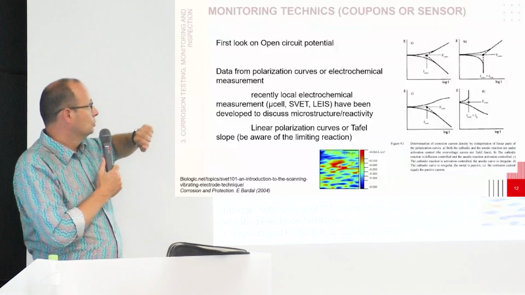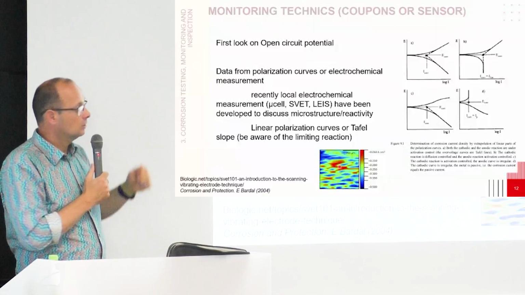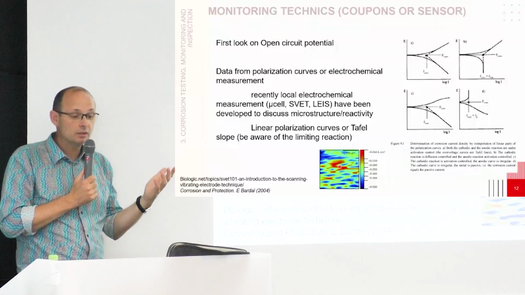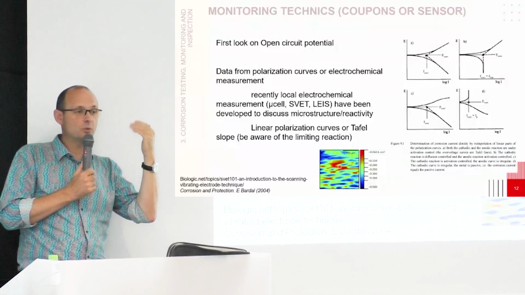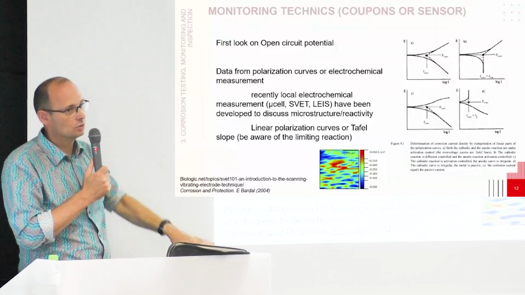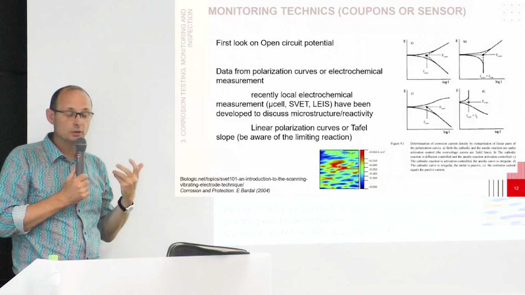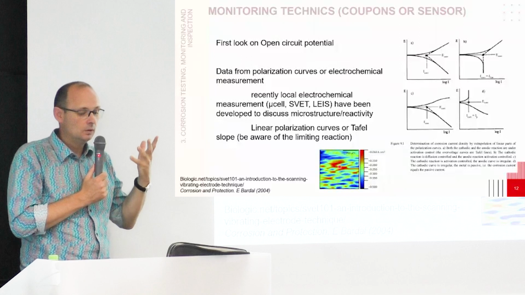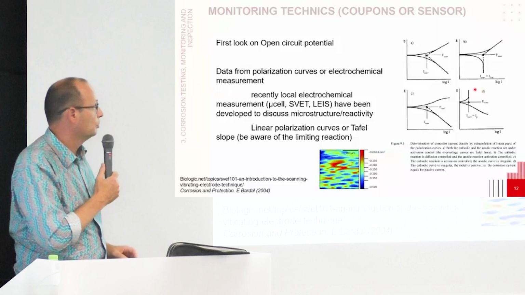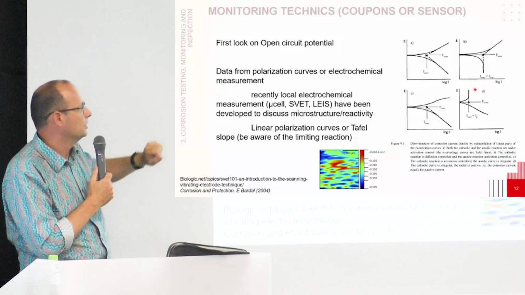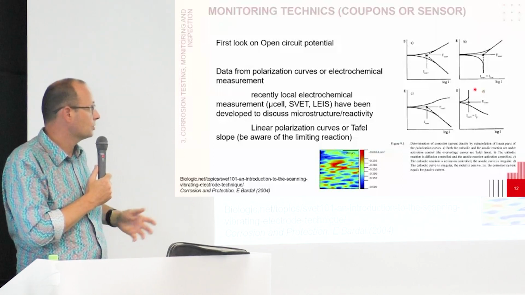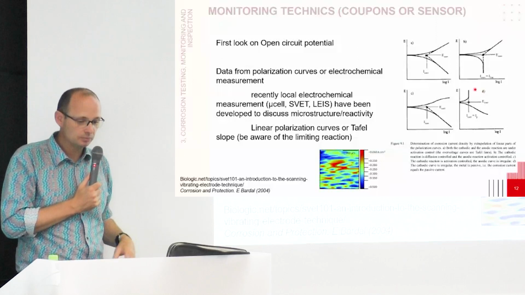If we just focus on coupons or sensors, and if they are connected to electrochemical measurement, the first parameter that we can follow is the open circuit potential. Try to remember what I've shown about nickel and copper alloy. One potential was increasing, the other one was decreasing. So it's kind of a trend that can inform about what's happened. Of course, I can also record this kind of polarization curve. From this polarization curve, I can access the corrosion current, so I can have an idea about the kinetics of corrosion.